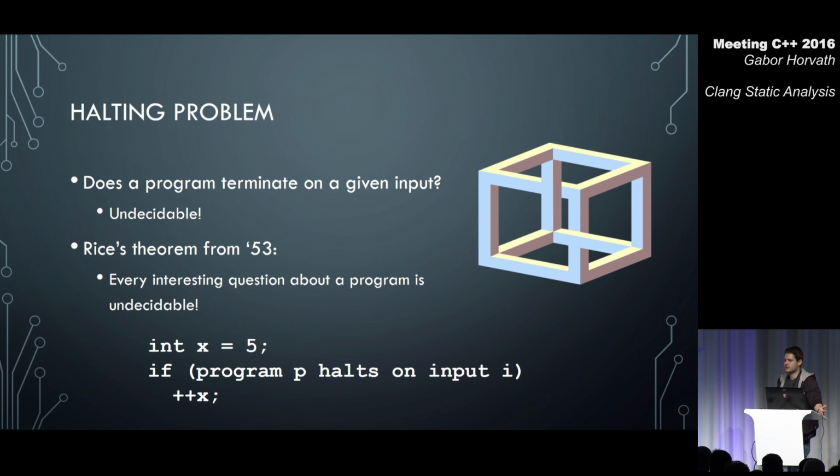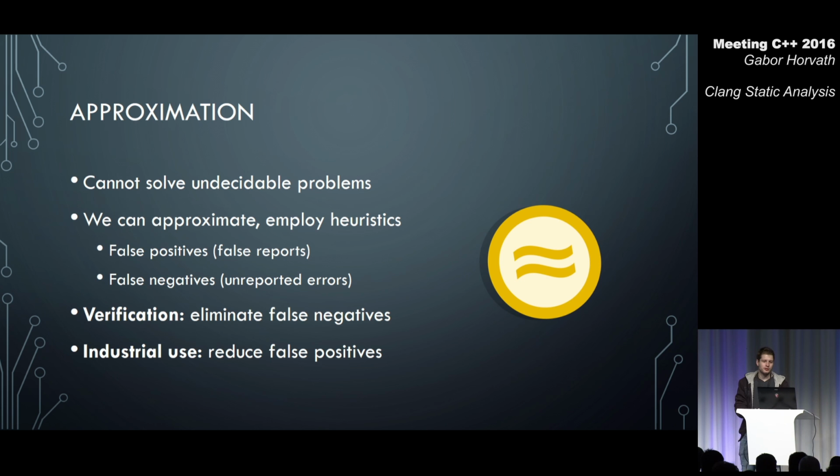Let's look at this simple code snippet I have here. We might be wondering whether the value of the variable x might be changed during the execution of this program. But in order to tell this, we need to solve the halting problem, which is undecidable. So even this question, does the value of this variable change, is undecidable. So we cannot solve undecidable problems, of course.